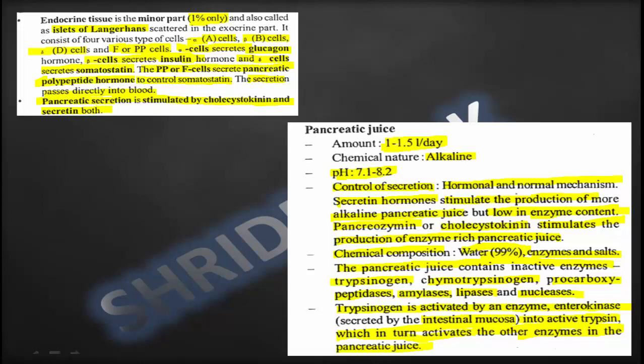So this is about the two important digestive glands associated with the alimentary canal, the liver and pancreas. Hope this explanation is clear for you. Go through the video, try to remember the terms so that you can solve the MCQs very easily if you have clear knowledge of the topic.